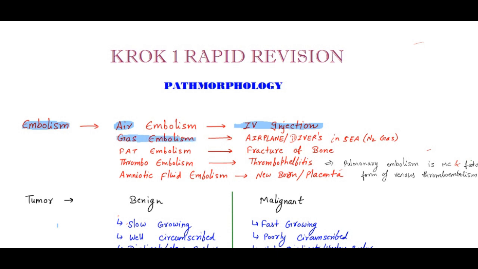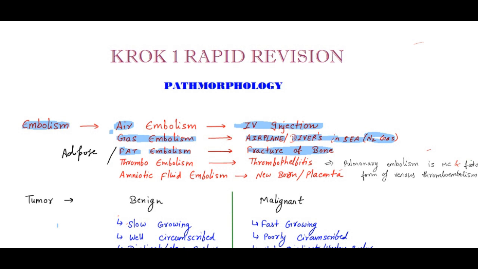Gas embolism, where do we find the gas? We can find the gas inside the aeroplane. Then divers in the sea, we find the nitrogen gas that is toxic for human beings. So gas embolisms: aeroplane and divers in the sea. Now remember the fat embolism. F for fat and F for fracture of the bone. And remember, we can also say it is adipose embolism.